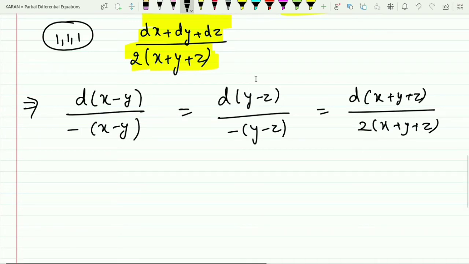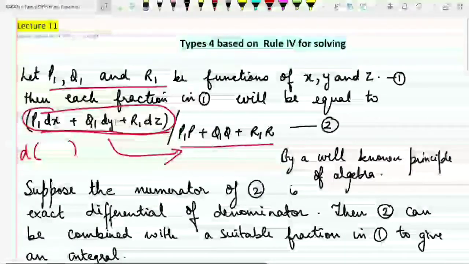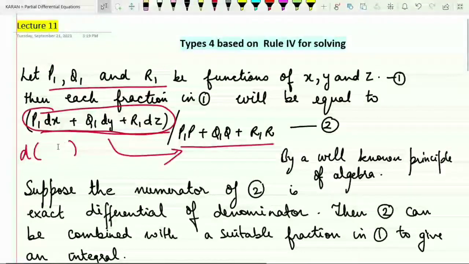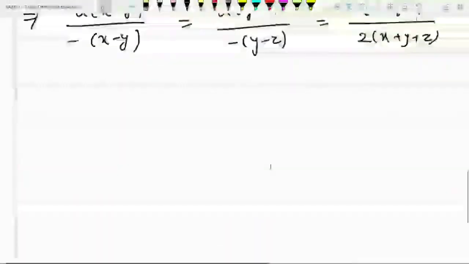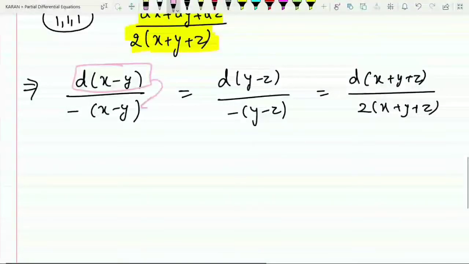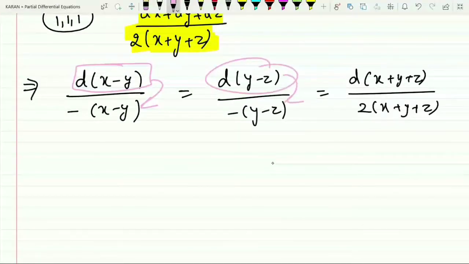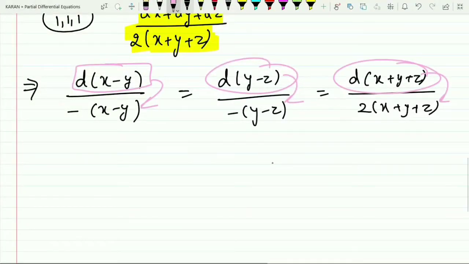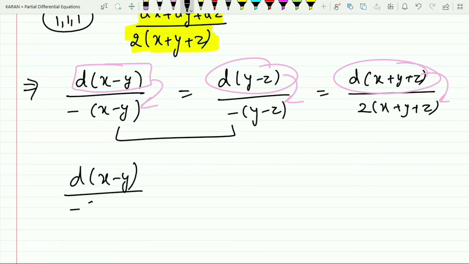Now this is something which we have discussed in the beginning. So the numerator contains the derivative of the denominator. Just see this. Am I right? The numerator contains the derivative of the denominator, and the same is for this one, and the same is for this one. So now if you take the first two fractions, you have the derivative in the numerator and the function in the denominator. So I think all of us know how to solve such kind of equations.